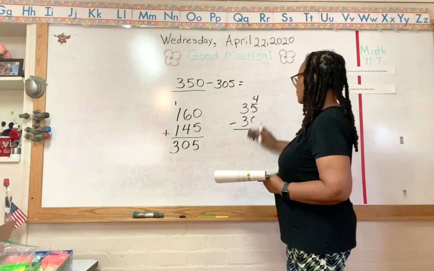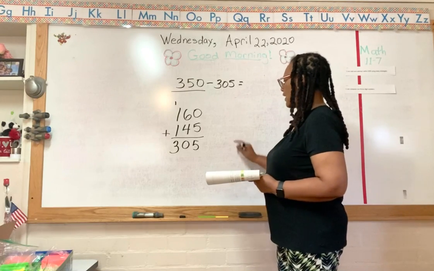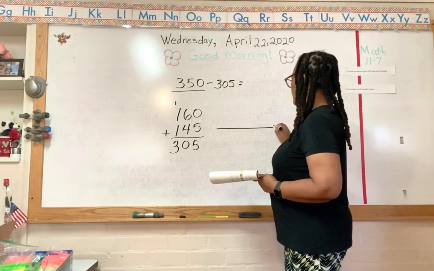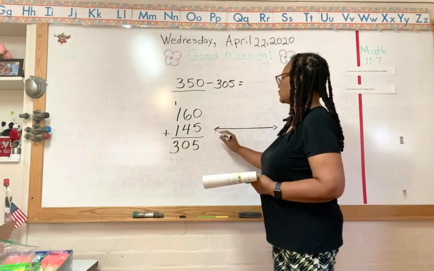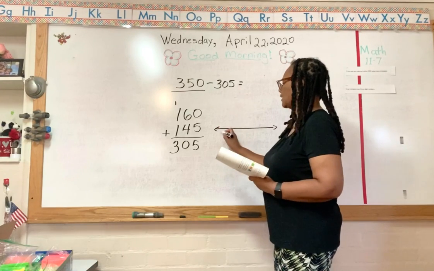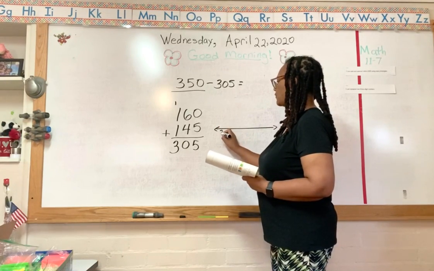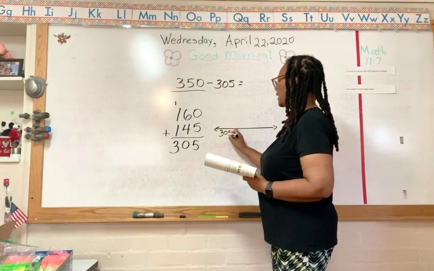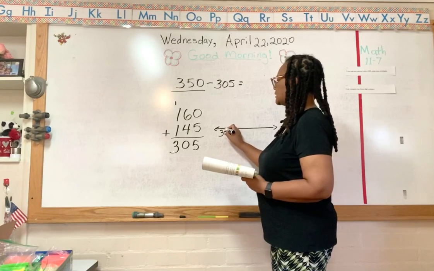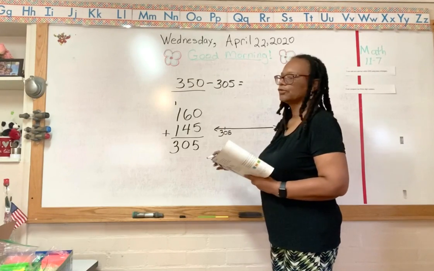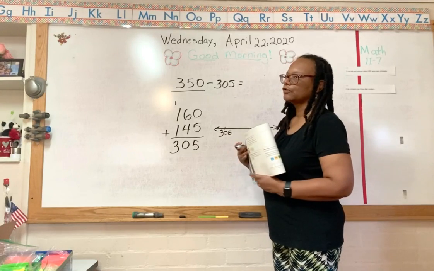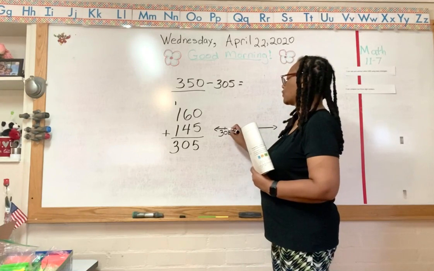Let me erase this right here. If I were doing it on a number line, I would start at 305 here, because that's how many I have. And I just want to get to 350. So I wouldn't add another 100, I'll just go by tens.